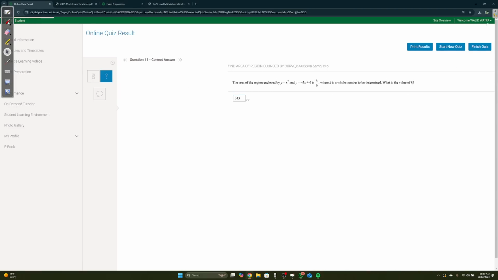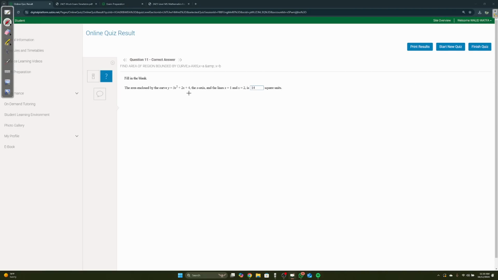Question 11. The area enclosed by this curve, the x-axis, and the lines x equals 1 and x equals 2 is how much? Okay, like I told you, always check if it ever becomes negative, so you need to check if there are any roots. Let's see, 3x squared plus 2x plus 4, 3 times 4 is 12. Which numbers multiply to get 12 and add to get 2? I don't think there are any.